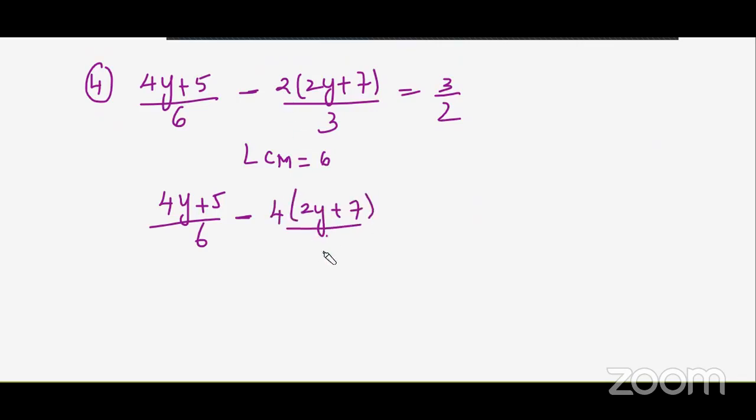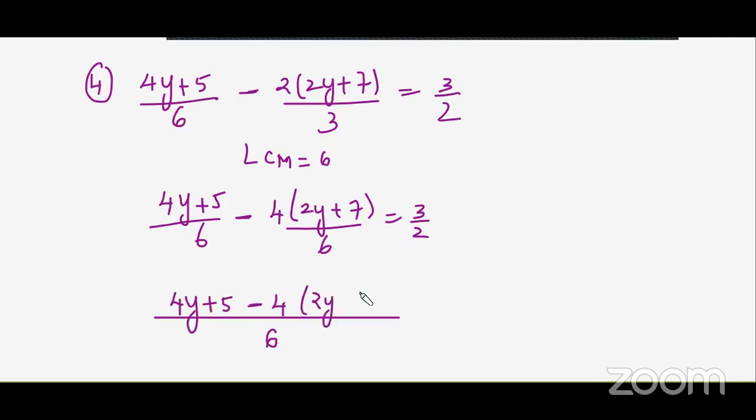Let's take a common denominator, 6. So it will be 4y plus 5 minus 4 times (2y plus 7) equals 3 upon 2. We have a fraction on the right side, but we'll be shifting only the 6 first to the right side, because 6 is divisible by 2. If it is not, then I would be doing double shifting or cross shifting. That is, the 2 would have gone to the left and the 6 would have been shifted to the right. But here the denominator 2, we can divide the 6 by 2. So I'm just shifting the 6.